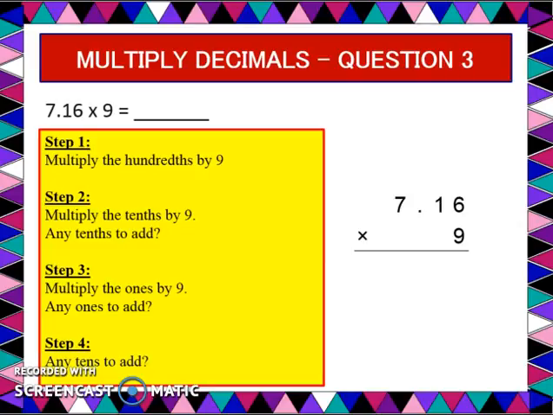Alright, I'm back. I trust that you have completed this multiplication on your own. Let's look at my algorithm. I did all the steps that I have stated, and this is what I have. So 7.16 times 9 equals 64.44. Did you get that answer?